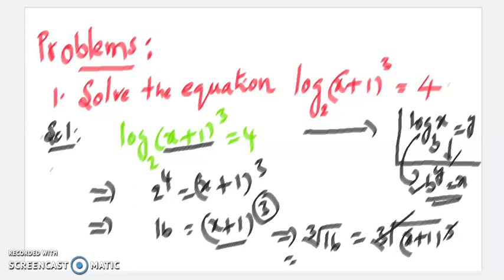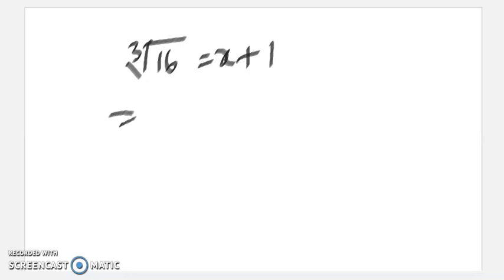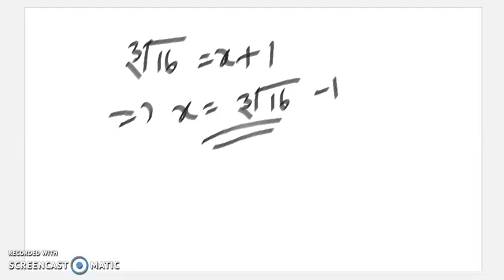What is the cube root of 16? There is no exact value for the cube root of 16. That's why we write cube root of 16 is equal to x plus 1. From that we write the x value: x is equal to cube root of 16, and the plus 1 taken to this side becomes minus 1. This is the solution of the given problem.